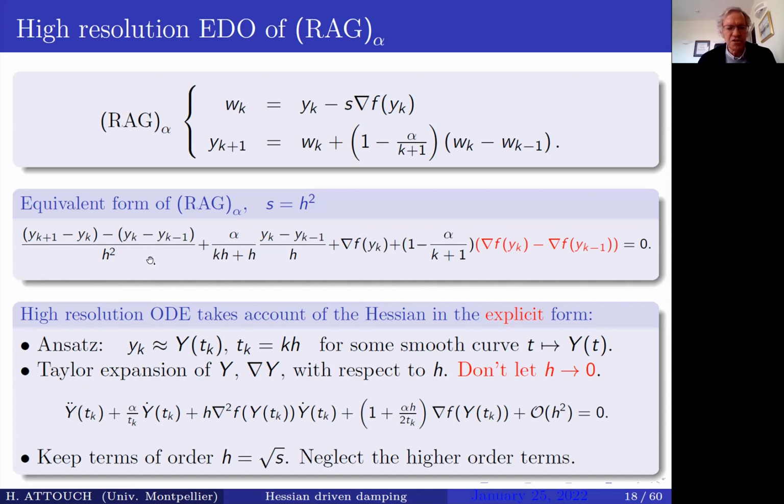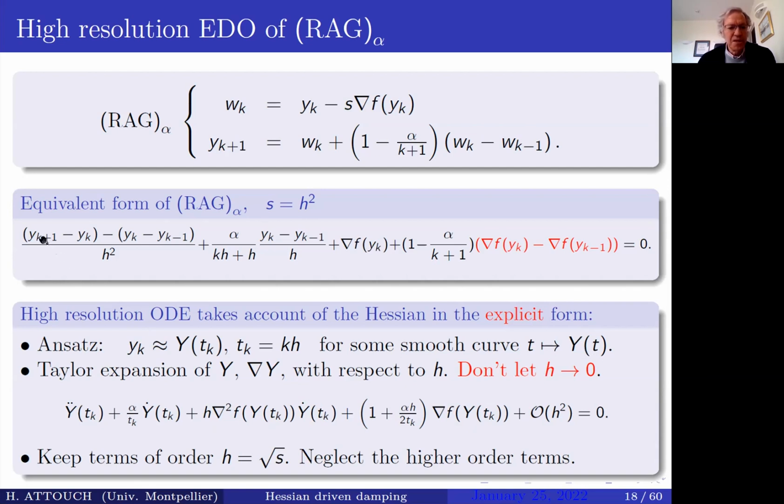Here is the discrete version of acceleration of a velocity. And you see, because of this term, wk minus 1, you make appear the difference of a gradient. And here you see difference of a gradient. There is deviation, you divide by h, and this is the discrete form of deviation. So when you pass to the limit, you have the ansatz that yk is capital Y of tk, where tk is kh for some smooth curve.